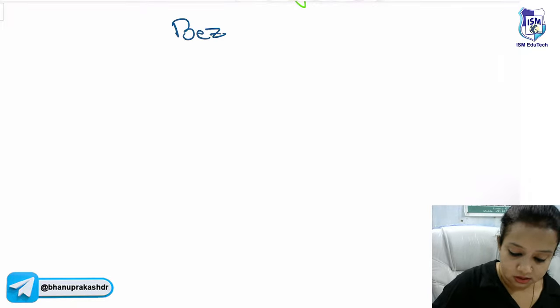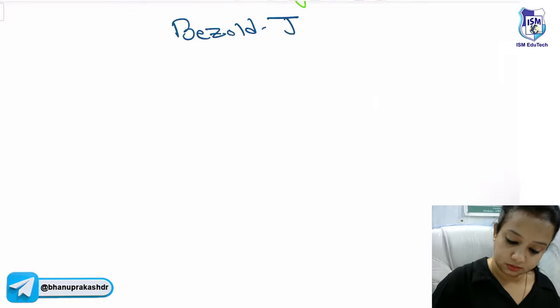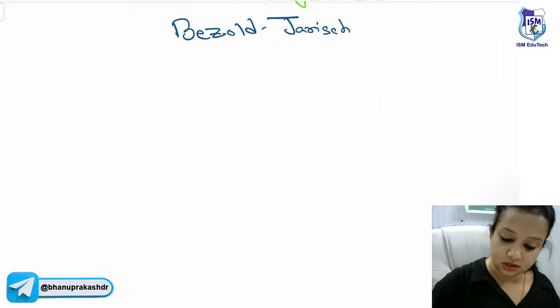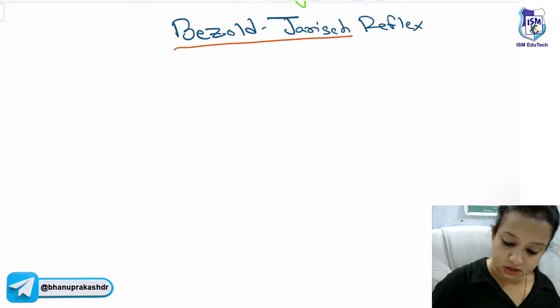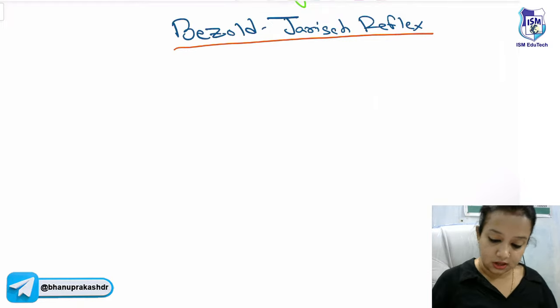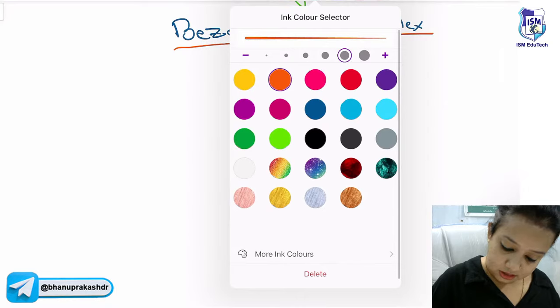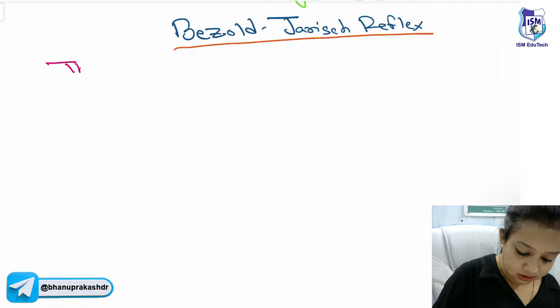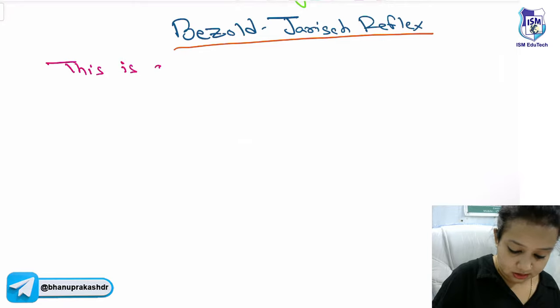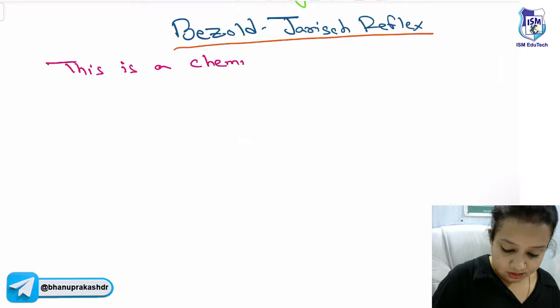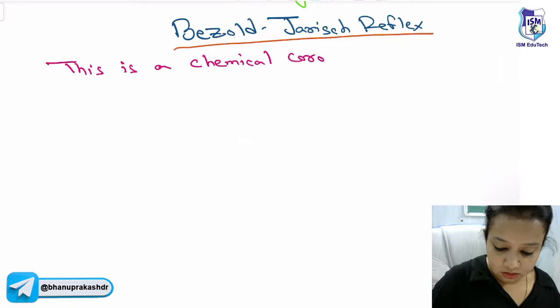Okay. Another physiologically important reflex is the basal gyrus reflex. Now, what is the basal gyrus reflex? This is a chemical coronary reflex.